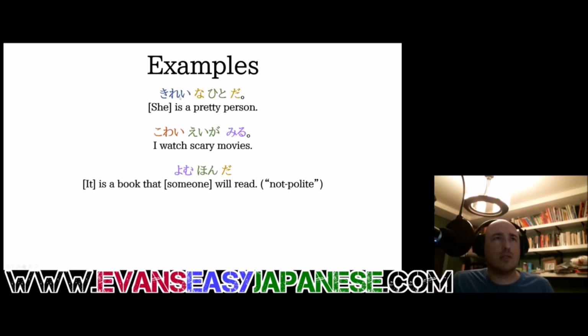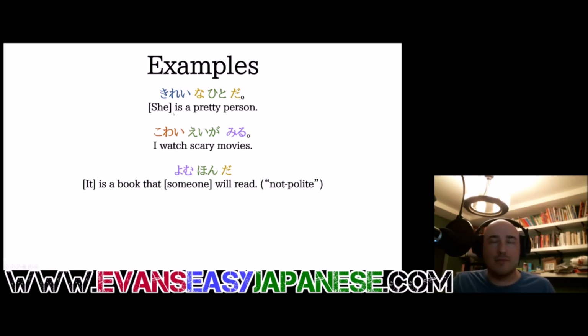Kirei na hito da. So kirei goes into hito, and in order for kirei to go into hito, we have to add a copula, the na. It's hard to switch so easily between Japanese and English. After hito, we also have a copula because it marks the end of the sentence. We're done with the sentence. Kirei na hito da. Kirei na hito da ne. Kirei na hito da. She is a pretty person.